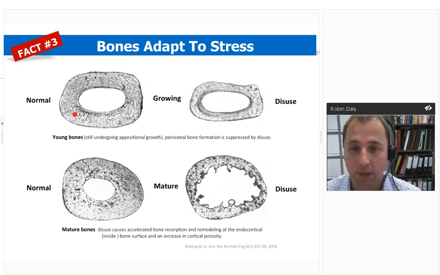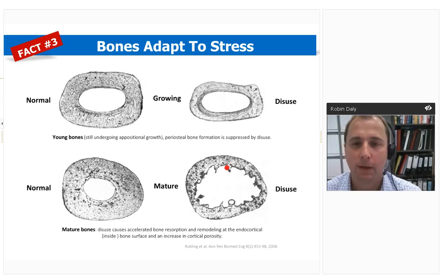So you can see here, in a growing bone or an older bone, if you look at the older bone as an example, basically you start to lose all the bone from the inside. So it's what we call endosteal bone resorption. So the thickness of the bone, the cortex, becomes much thinner because of disuse. So the important point is that bones like stress.